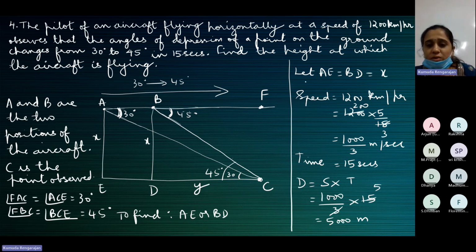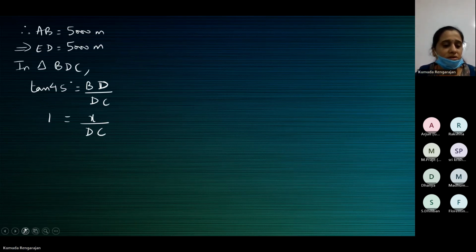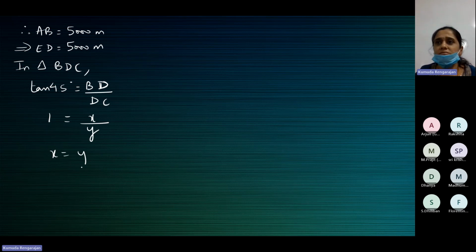So you can call DC as Y. When you use variables everywhere, if you use a line segment in one place and a variable in the other, it doesn't look good. So we'll use variables everywhere. So DC, we'll call it Y. So we have X is equal to Y. Nothing can be found. So fine.